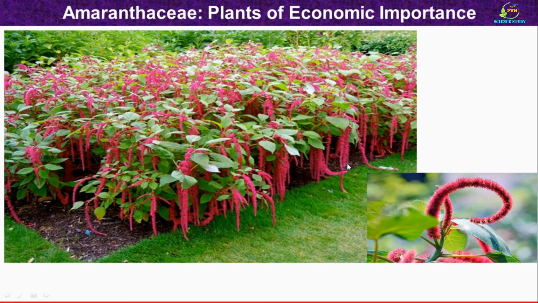Dear friends, this is another plant which is also very economically important and beautiful. Botanical name of the plant is Amaranthus caudatus. As you can see here, this is a very beautiful plant due to its brightly colored inflorescence as well as attractive leaves, and therefore it is cultivated in gardens as an ornamental plant.